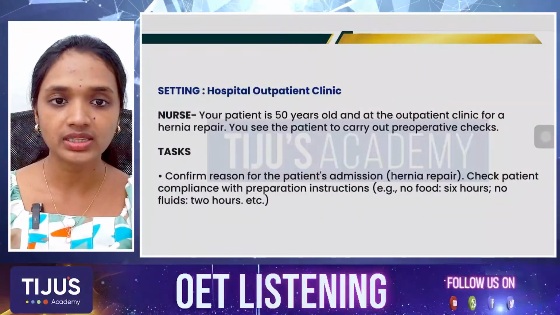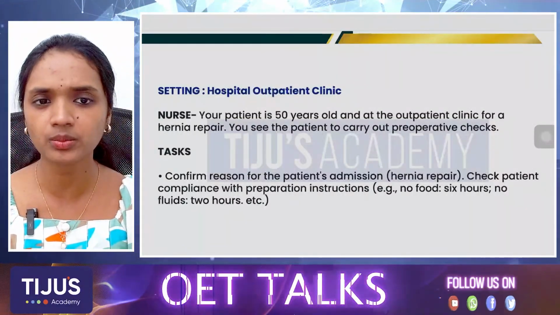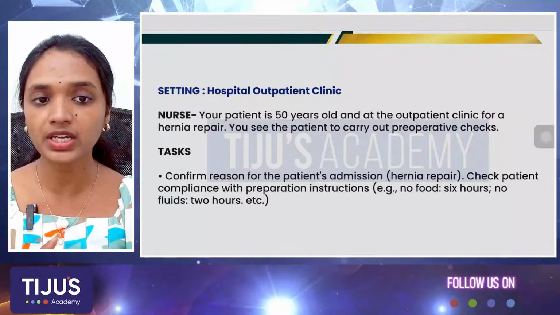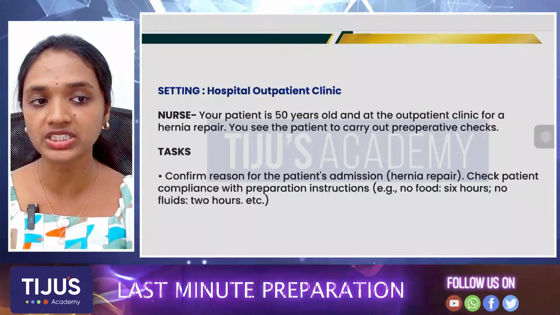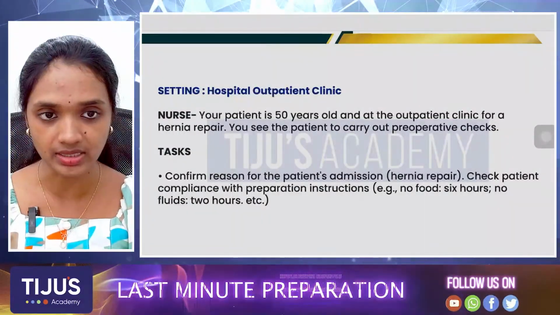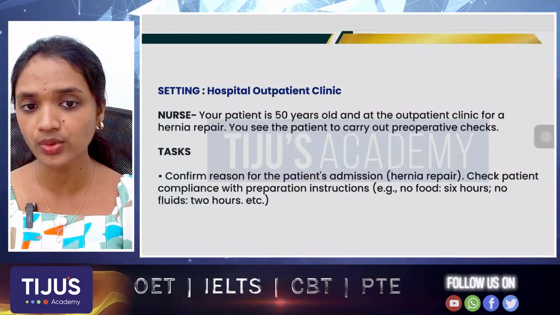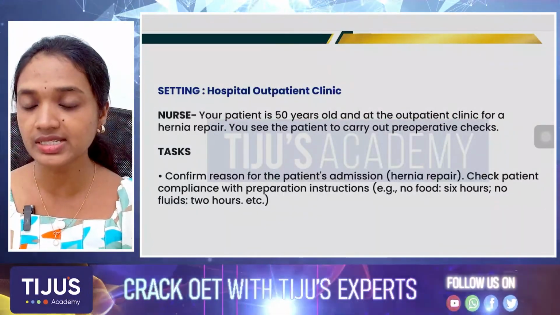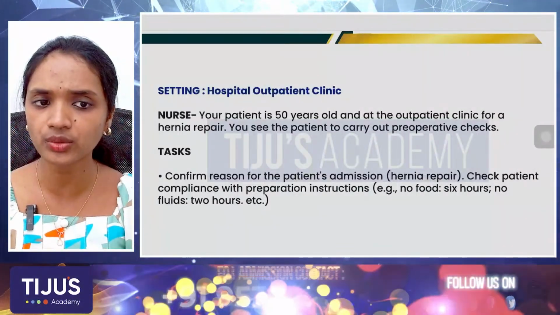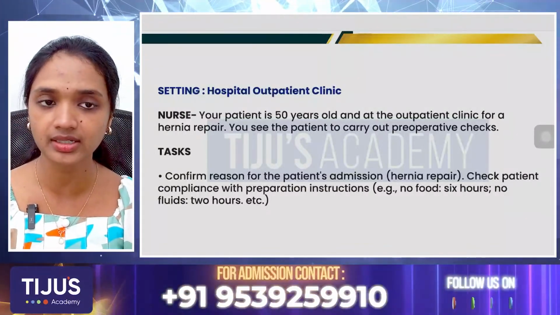So the setting given here is a hospital outpatient clinic. We have also got information in the scenario. The patient is 50 years old and has come to the outpatient clinic, and we are discussing the pre-operative check. So after going through the setting and scenario, you may also come to the first task if you are having further confusions. Come to the first task and what idea do you get? What kind of a case is this?